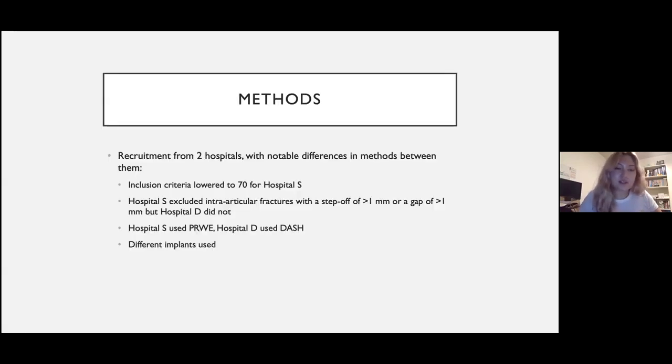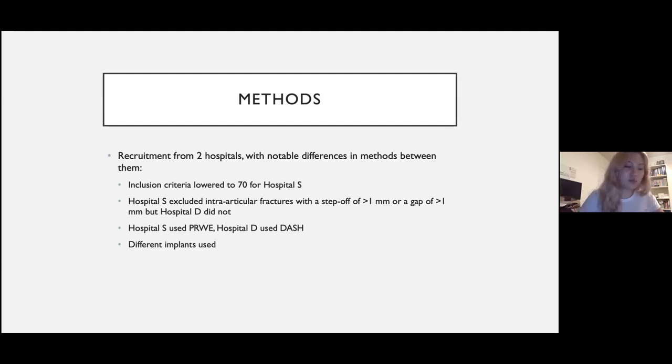So the methods: I'm just going to quickly list a few of the flaws I saw. They recruited from 2 different hospitals, which did have some differences in recruitment methodology. As I mentioned before, the inclusion criteria was lowered to 70 for hospital S. There are 2 hospitals and the names are very long and Swedish, so I'm just going to abbreviate them. Hospital S excluded intra-articular fractures with a step off of greater than 1 millimeter or a gap of 1 millimeter, but hospital D did not. Hospital S used the PRWE and hospital D used the DASH score as their primary outcome measure, and both hospitals used slightly different implants. These are just things that were noted in the method section of the paper.